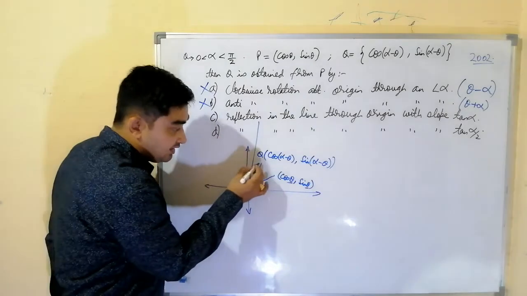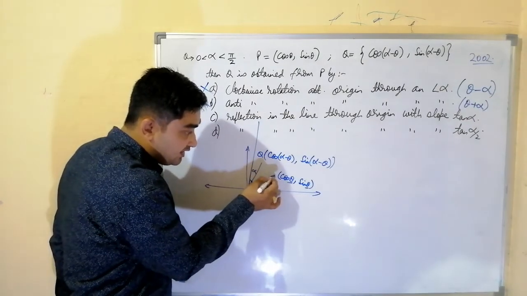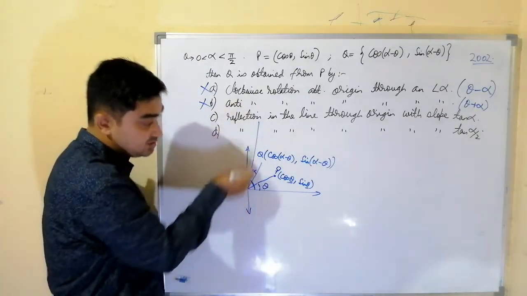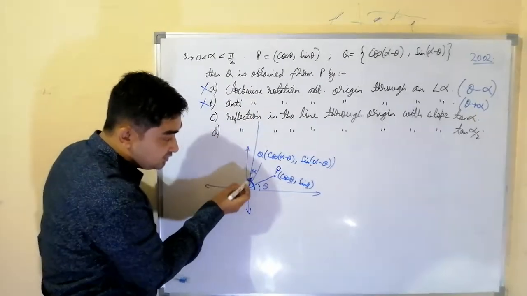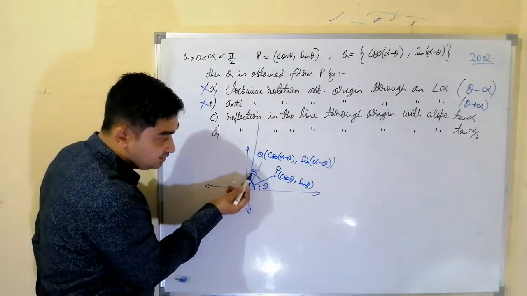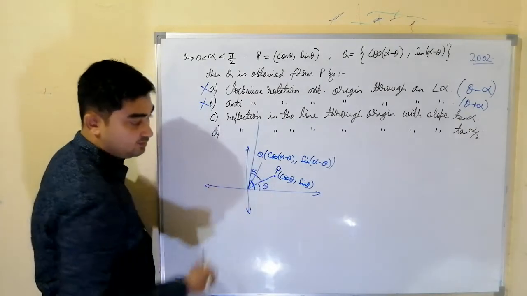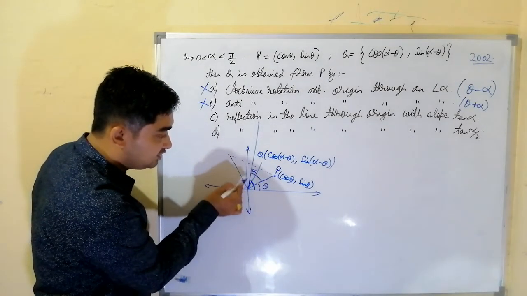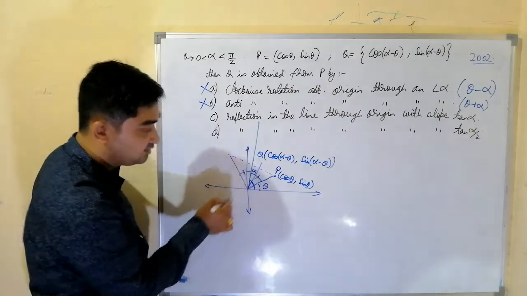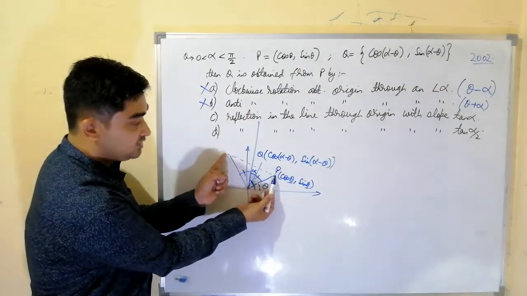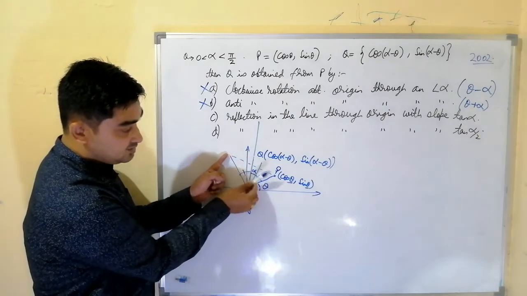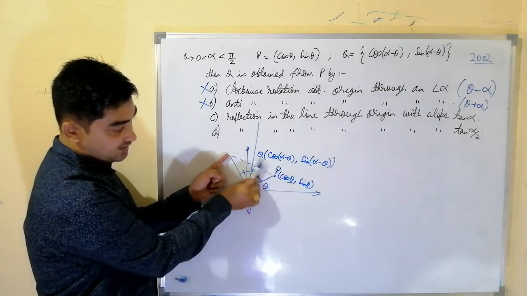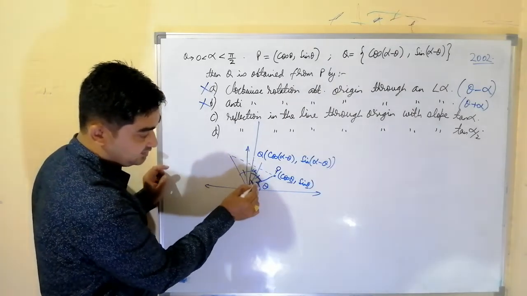If this is alpha and we have to take the reflection of P, this is point P, about this line which has slope alpha, then what will happen? First of all, find the angle between this line and the point P. What is this angle? Because after taking the reflection, this angle will be the same. This angle and this angle will be the same, because the reflection of this point about this line will be here, so the angle of reflection is the same. Yes or no? If this is whatever it is, the same will be this.